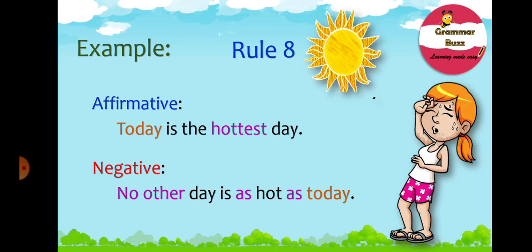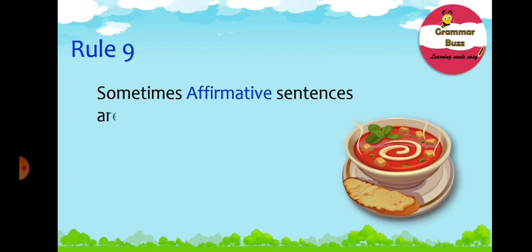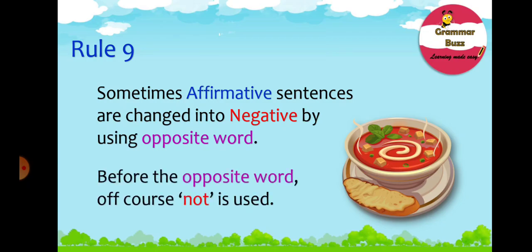Moving on with the following rule. Sometimes affirmative sentences are changed into negative by using opposite words. Before the opposite words, of course, "not" is used. Let us try to follow this with the help of an example.